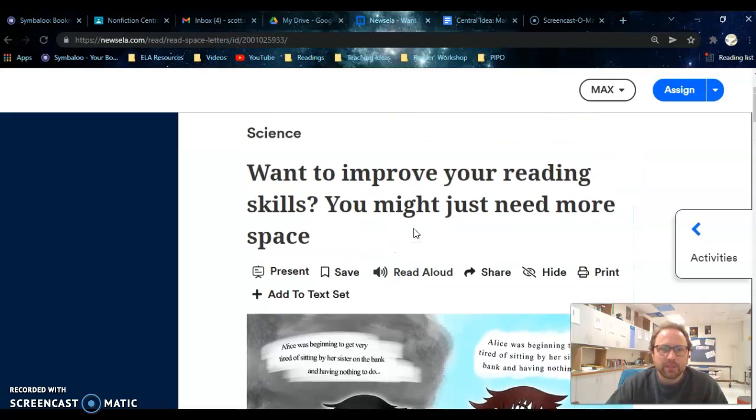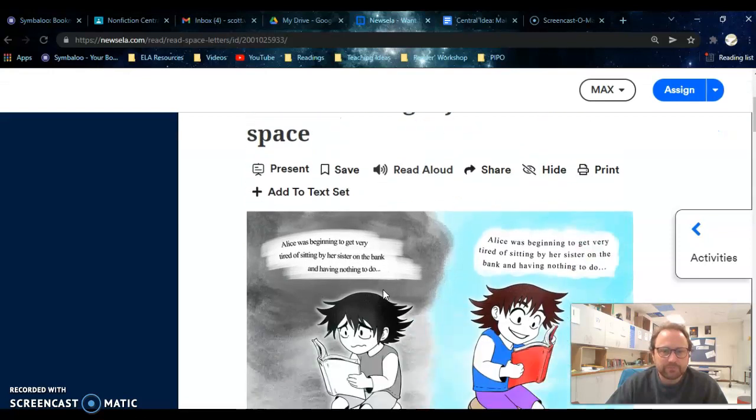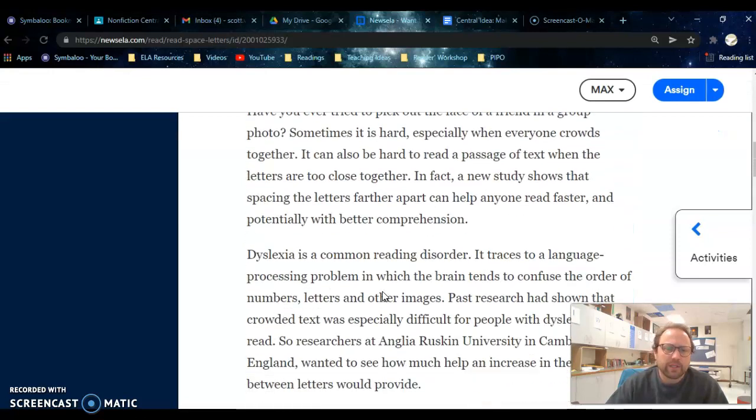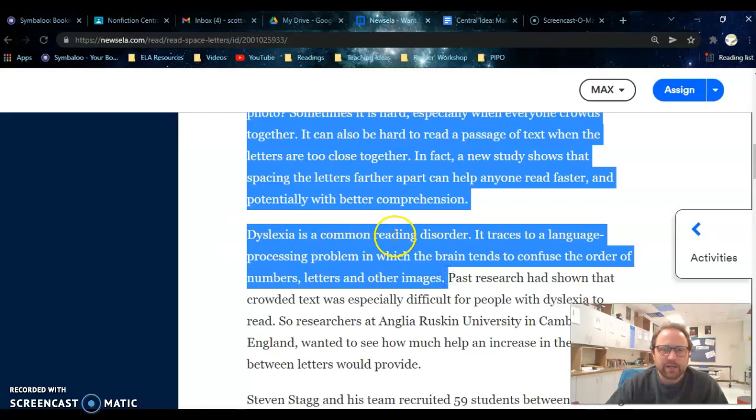So for this one, I picked a text that's called Want to Improve Your Reading Skills? You might just need more space. As I started reading through it, I found out that they were talking about this right here. Dyslexia is a common reading disorder. It traces language processing problems in the brain, which tend to confuse the order of numbers, letters, and other images.